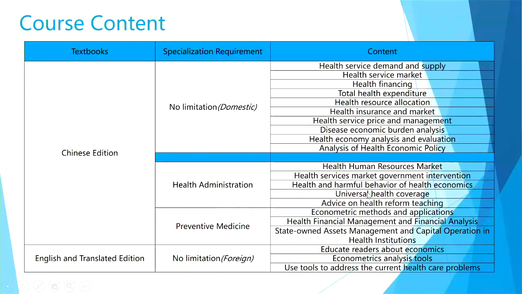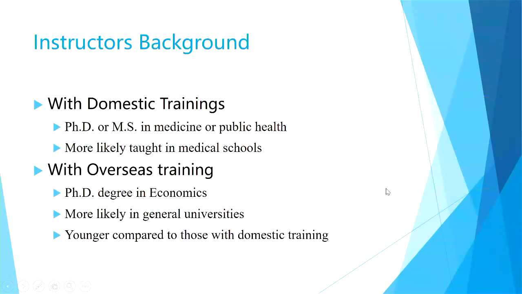And also, most of the English books use a lot of econometrics analysis tools, or use economic theory to analyze the current situation. But most of the Chinese books don't use too many of those econometrics tools. They're more descriptive instead of analytical. They just give introductions or focus more on the government's role.